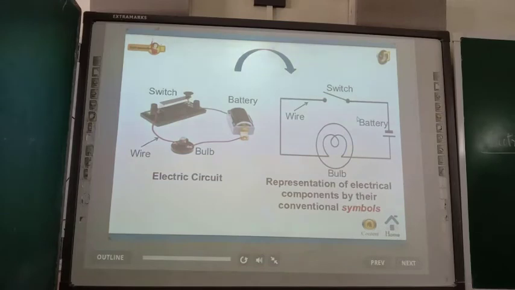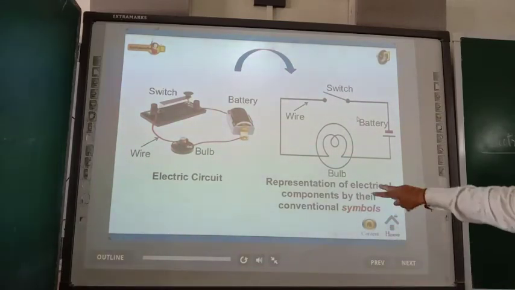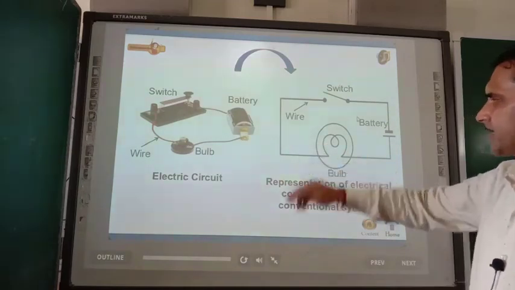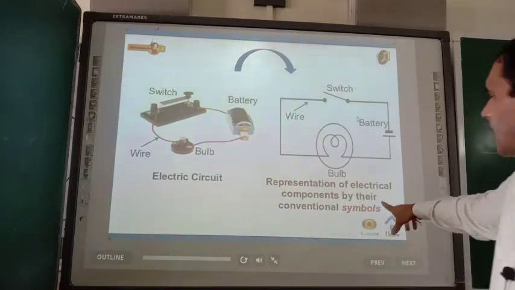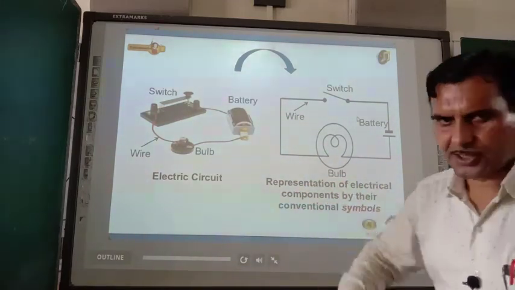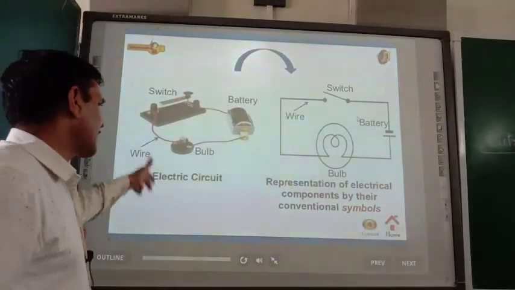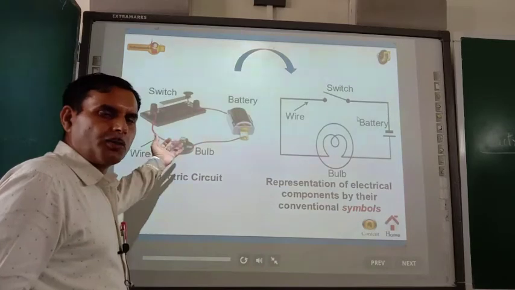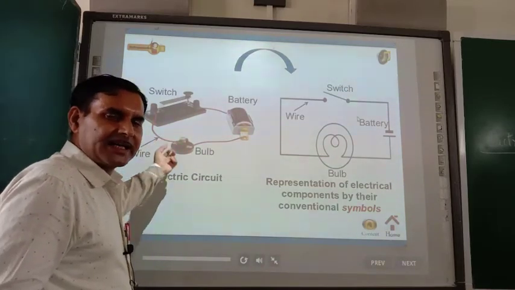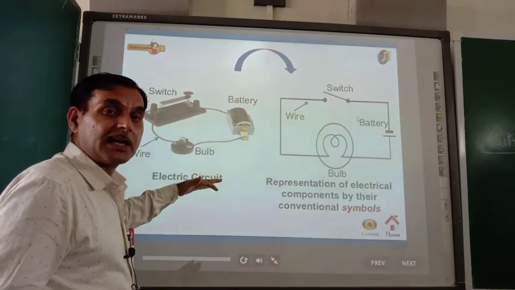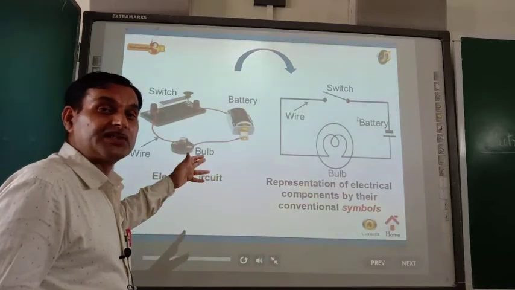So dear cadets, just see here. These are the various electrical components. So just try to understand. For the flow of electricity, you require one important thing. That is the electric circuit. So what is the electric circuit? Electric circuit is nothing but a path for the flow of current, for the flow of charge.